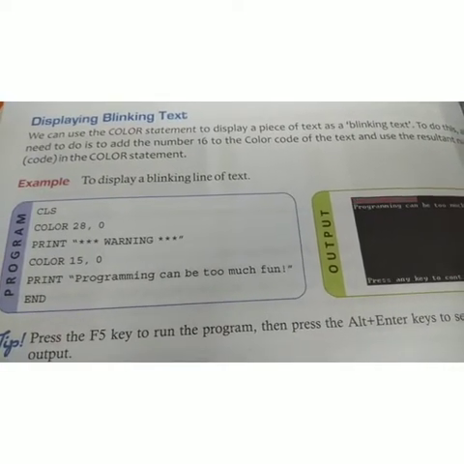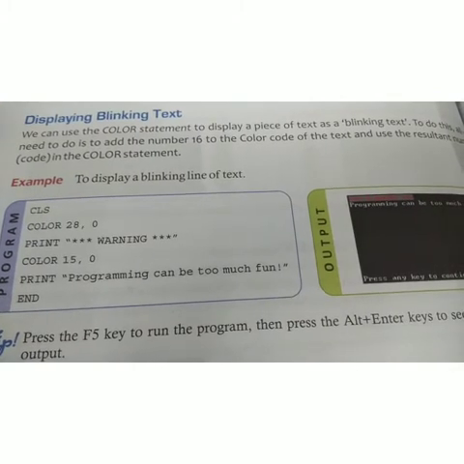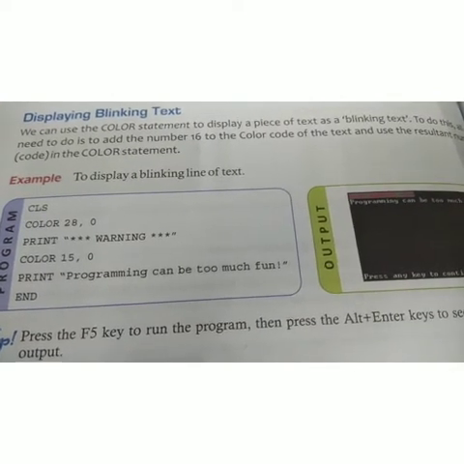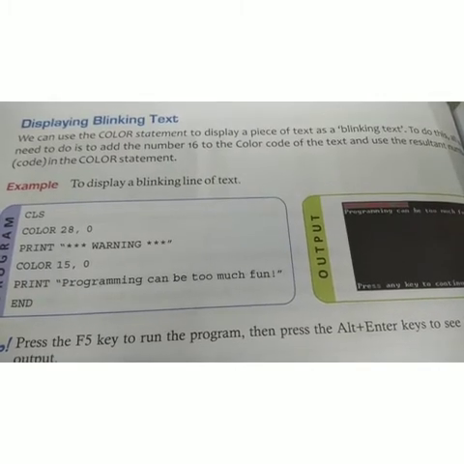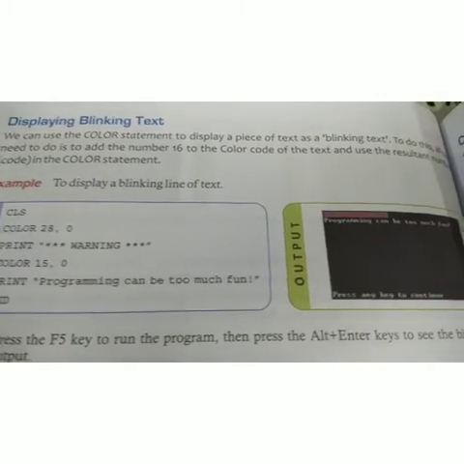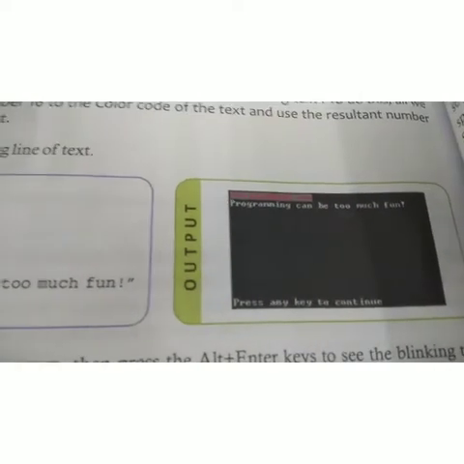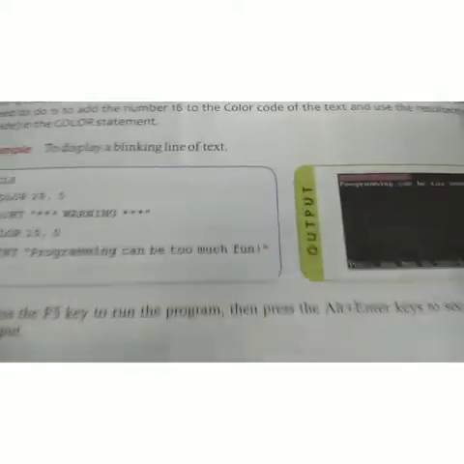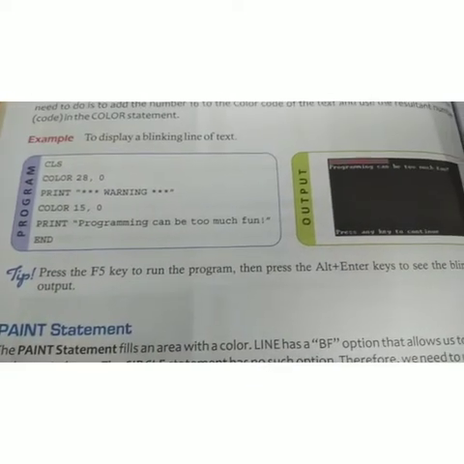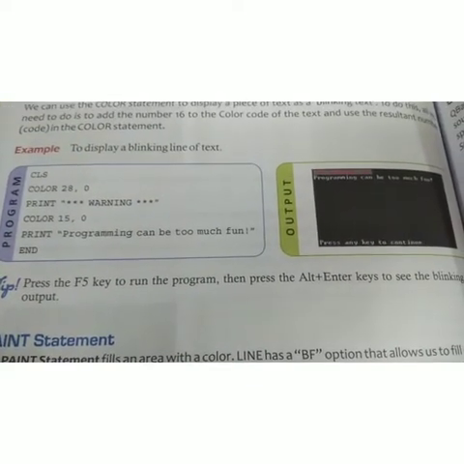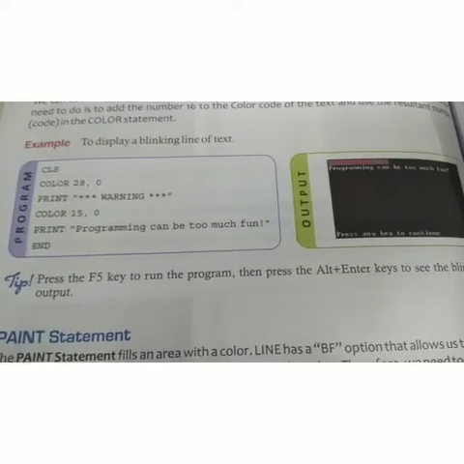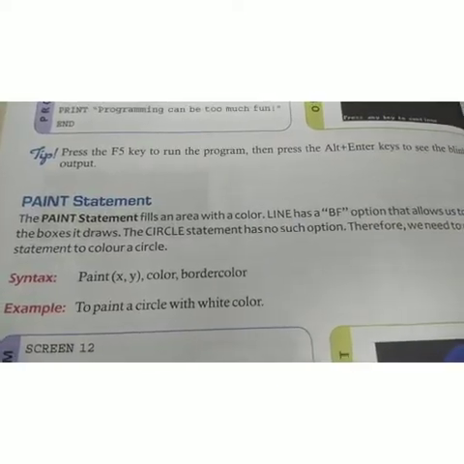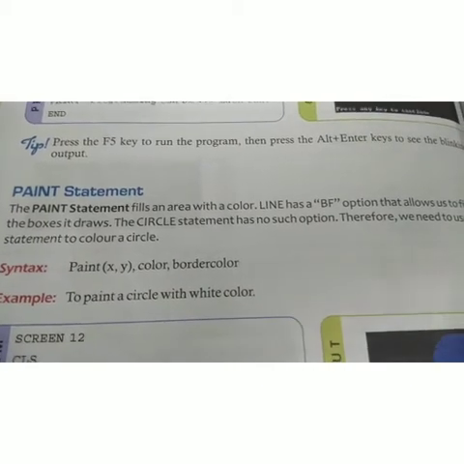Write first CLS, COLOR 28,0, PRINT "Warning", then COLOR 15,0, then PRINT "Programming can be too much fun". Run the program and you can see the output. Now the next step: press the F5 key to run the program, as you know very well. Then press the Alt plus Enter keys to see the blinking text output. Now you can see our next topic, the PAINT statement.